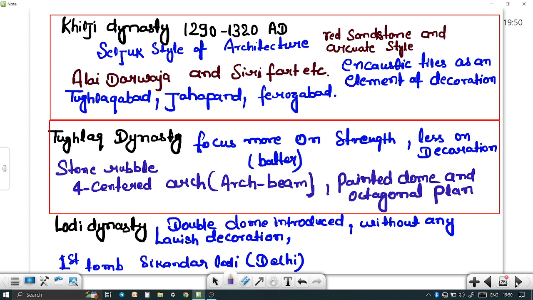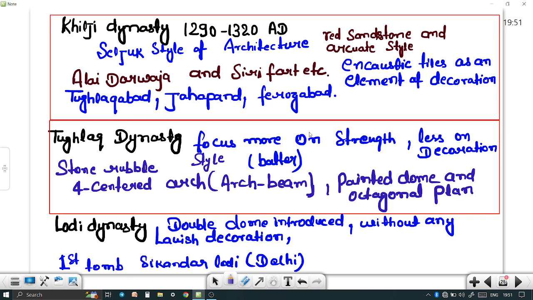Now in the Tughlaq dynasty, the focus was more on strength and less emphasis on decoration. And it introduced a style of construction known as batter. So batter is the style, basically: a style focused on strength, less on decoration. Batter style of construction, Tughlaq dynasty. It was characterized by sloping walls to give more strength, as seen in the tomb of Ghiyasuddin Tughlaq.